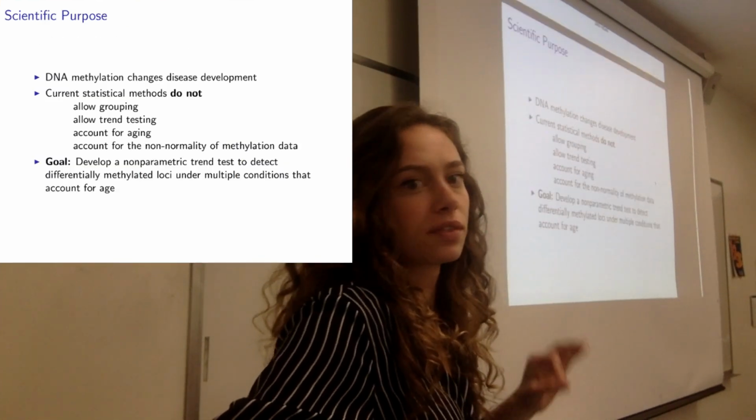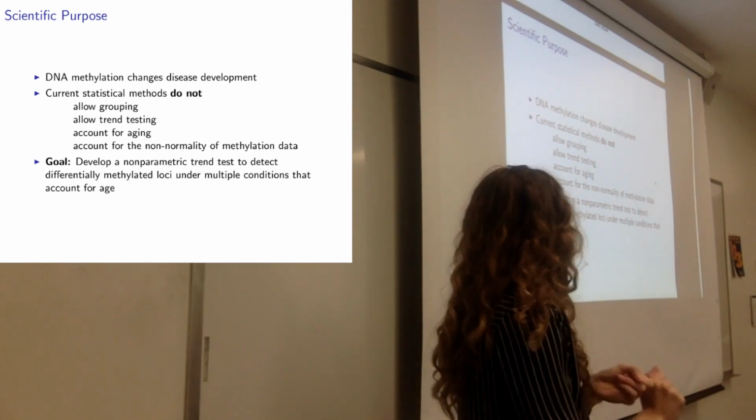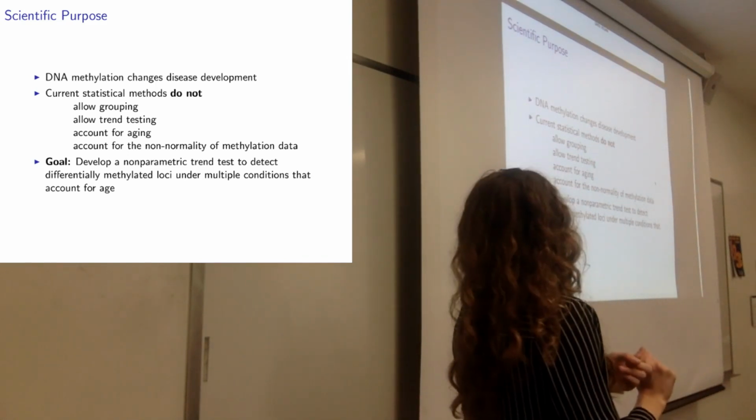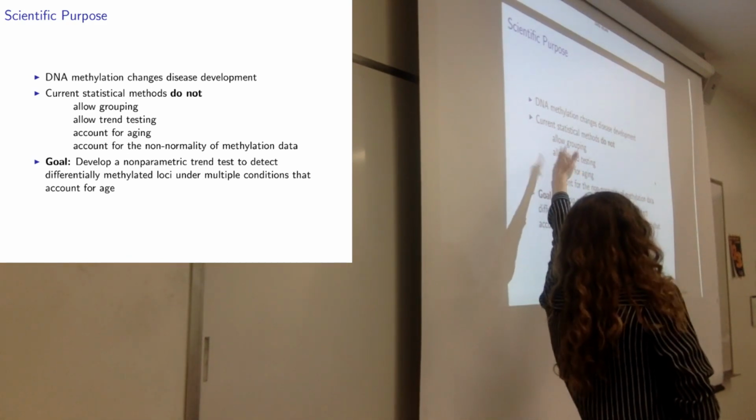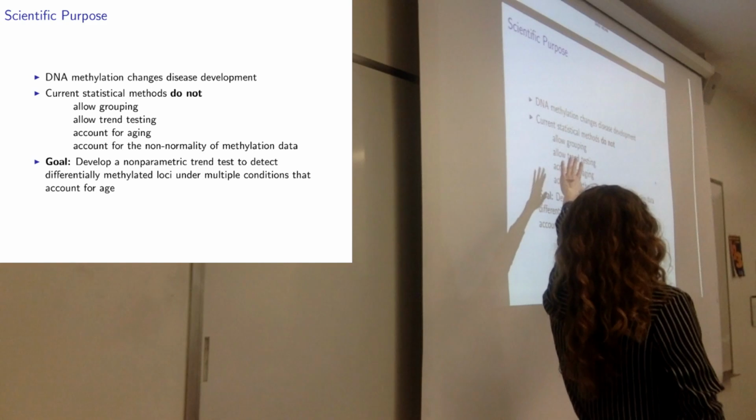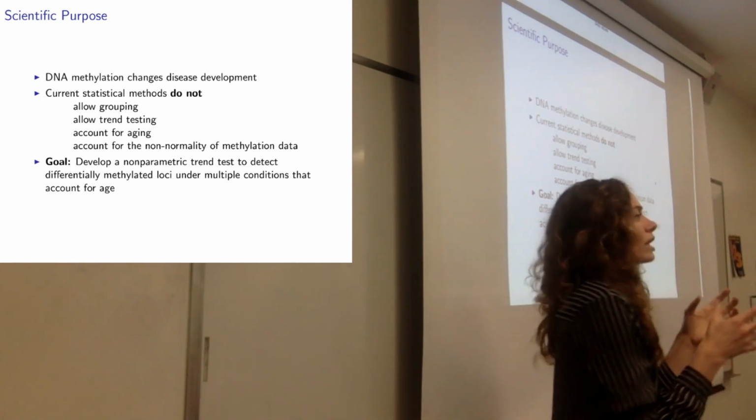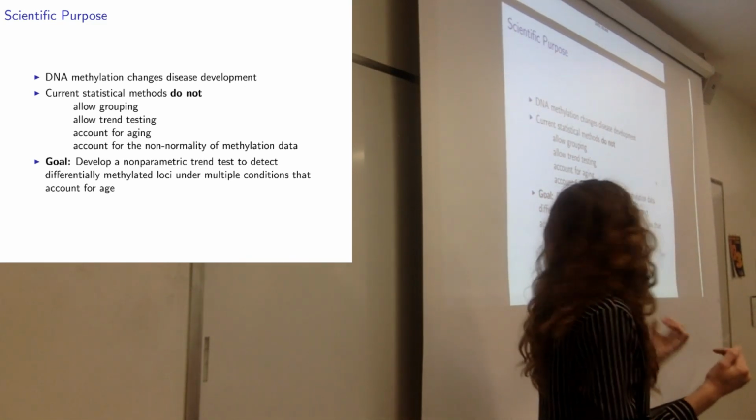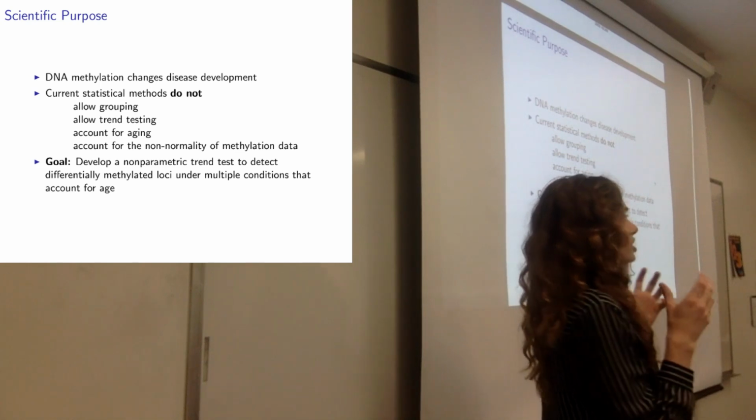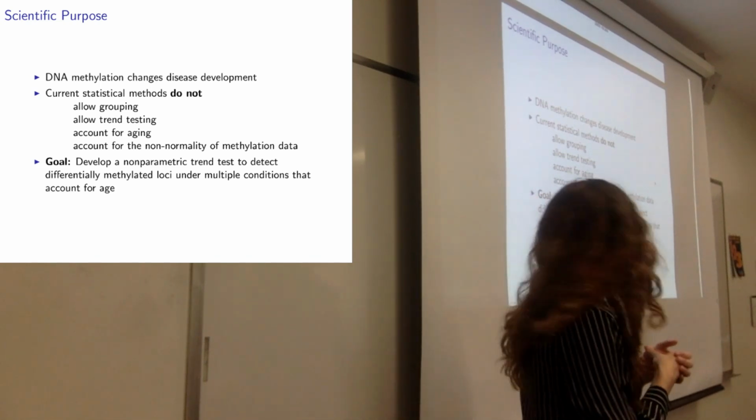Okay, so the purpose of this paper. We know DNA methylation changes disease development, and we want to understand that. But the current statistical methods don't allow for one of these things. So you might allow for trend testing, account for aging, or you might be nonparametric, but you don't allow grouping. Or you might allow grouping and aging, but you don't allow trend testing. So the statistical methods are just missing some key component, and this paper addresses all of these.